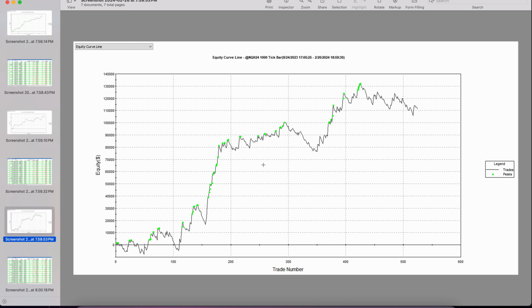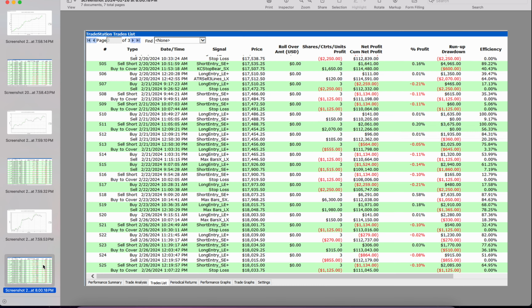In any case, we're still on this pullback here. We had a nice pop up on Friday, and now we've given some back today. Our trades for today are here. We had a couple little winners in there, but nothing to write home about, and a couple stop losses.